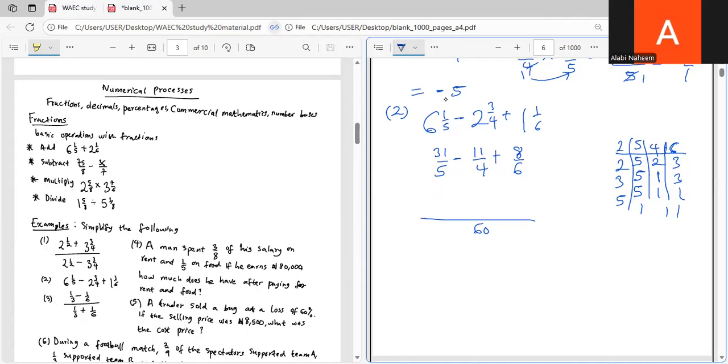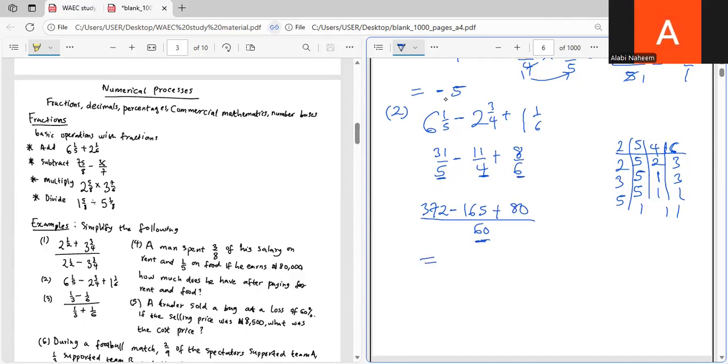Right? So the LCM is now 60. What do we now do? We already know how we used to do it. 60 divided by 5, that's 12. 12 times 31, 372, minus 60 divided by 4, 15, times 11, 165, plus 60 divided by 6, 10, times 8, 80.